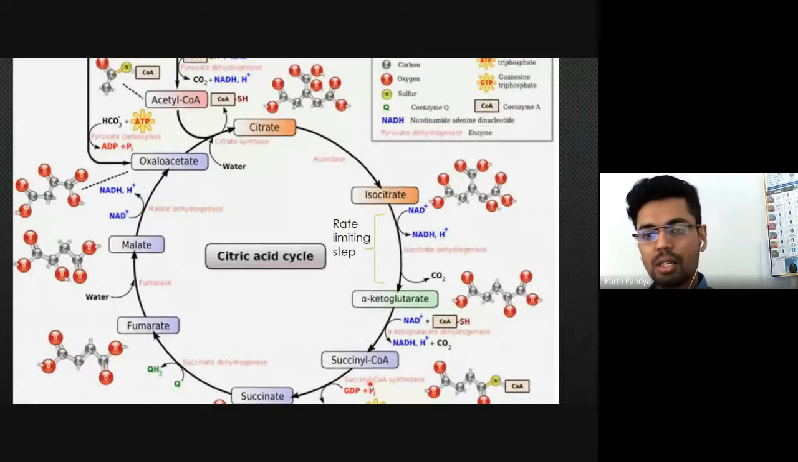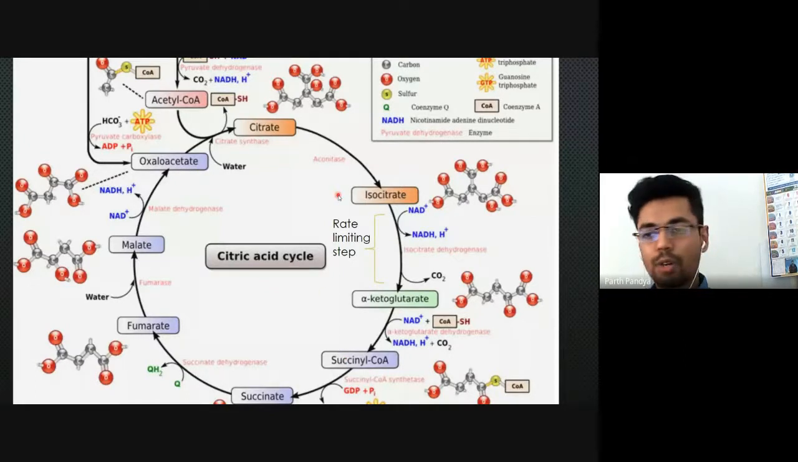The next one is the citric acid cycle. We know that pyruvate, which has been made through glycolysis, combines with acetyl-CoA and enters into the TCA cycle or the Krebs cycle. So this forms a molecule called citrate. It's a 6-carbon compound, and the cycle goes on.